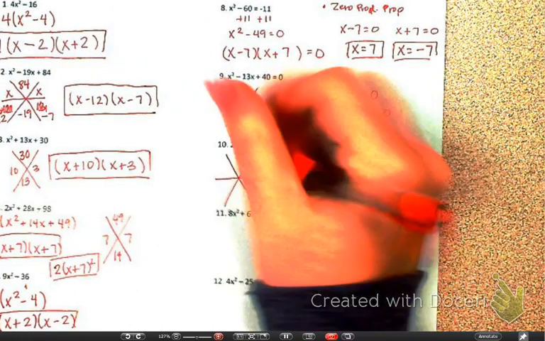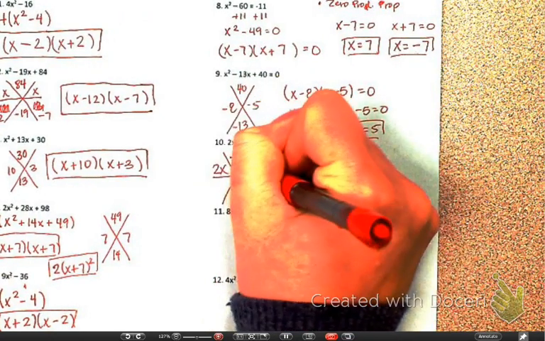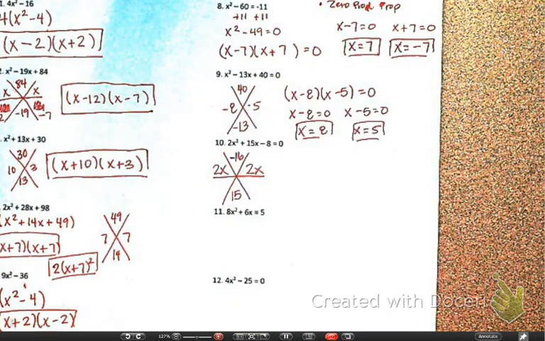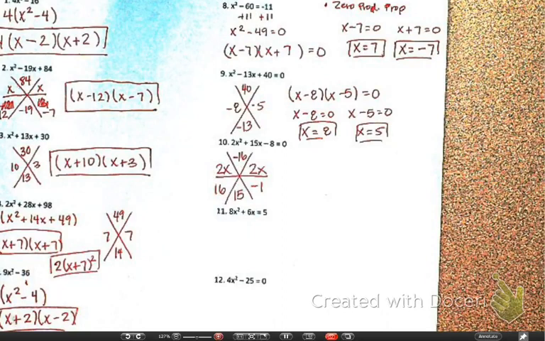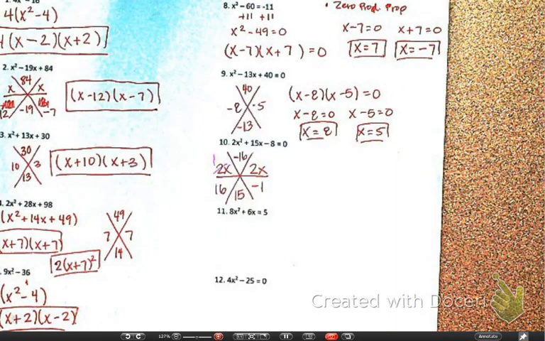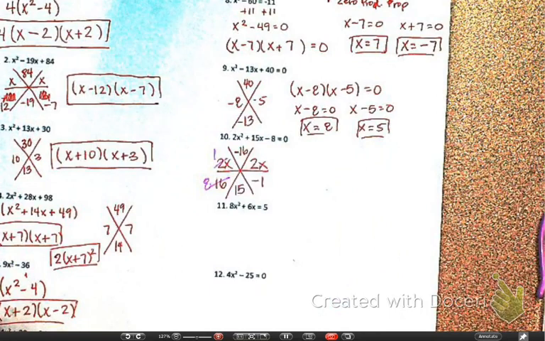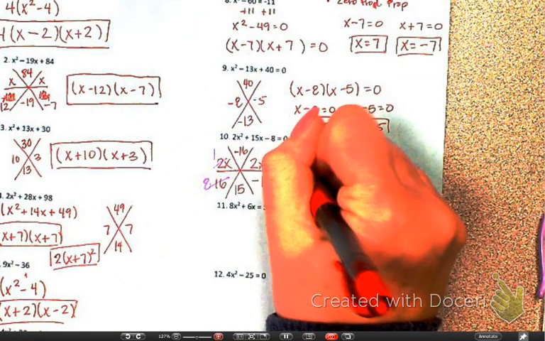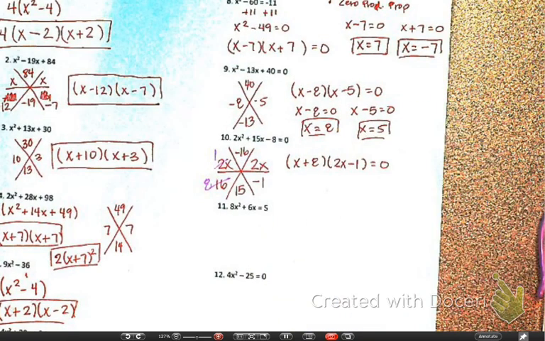2 times negative 8 gives me a negative 16, and then I have a 15 on bottom. Two numbers that multiply to negative 16 and add to 15: 16 and negative 1. 16 times negative 1 is negative 16, and 16 minus 1 is 15. Reduce if we can. 2 goes into itself once, and 2 goes into 16 8 times. So I'm left with x plus 8 times 2x minus 1 equals 0.